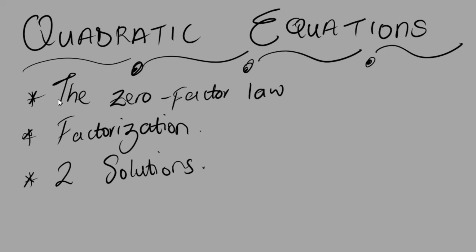I've been saying that. So here you have to remember the zero factor law. You have to know factorization. I'm sure by now you do know that. And then you know that when you're working with quadratic equations, there are two solutions. That is that. And how do you spot the quadratic equation?